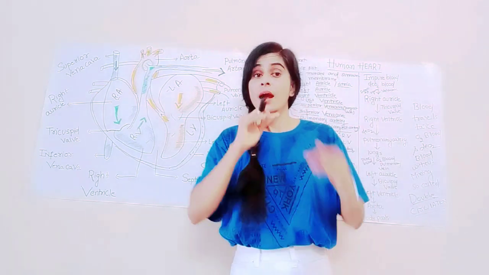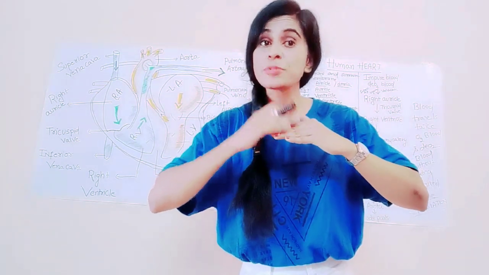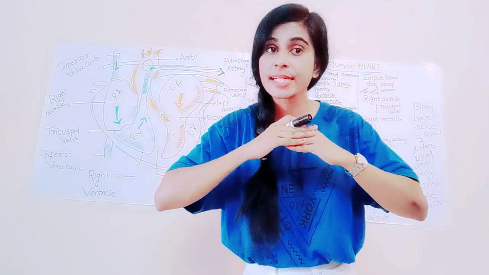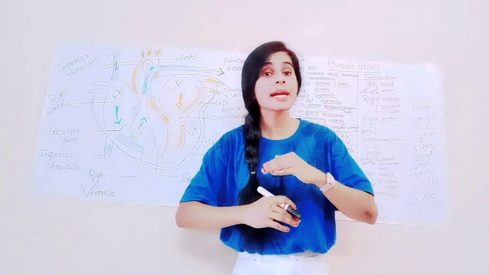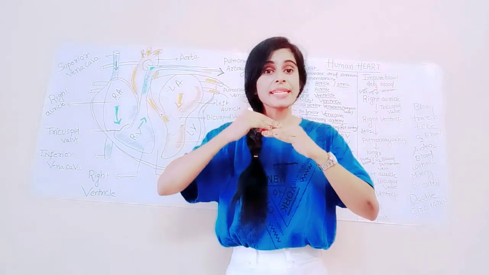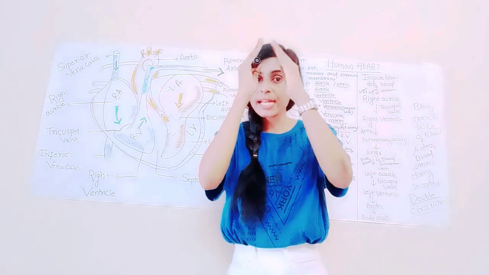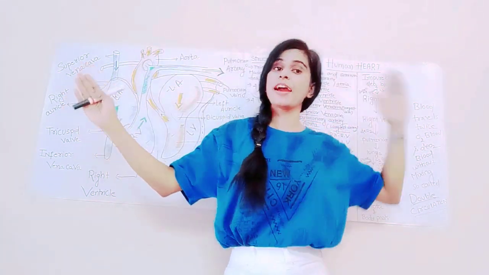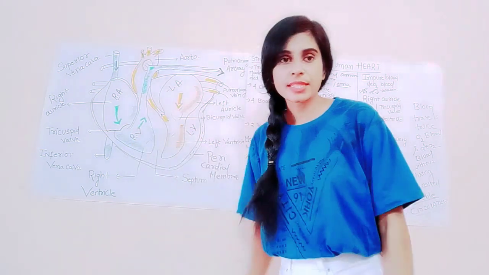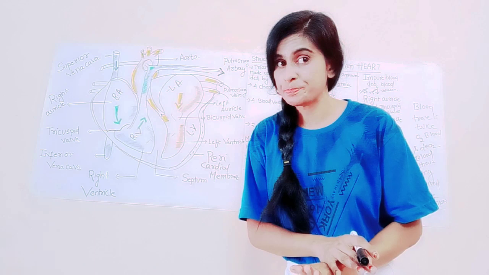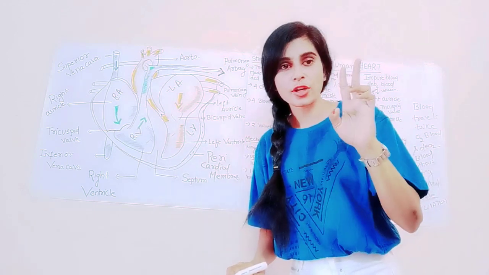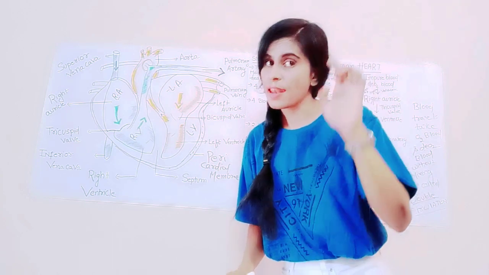Always remember, the upper side of the heart is named auricle. The upper chambers are named auricles, and the lower part of the heart is named ventricles. Auricles up, ventricles low. The auricles are divided into right auricle and left auricle, and the lower ones into right ventricle and left ventricle. Now I hope you are clear. 4 chambers: right auricle, left auricle, right ventricle, left ventricle.